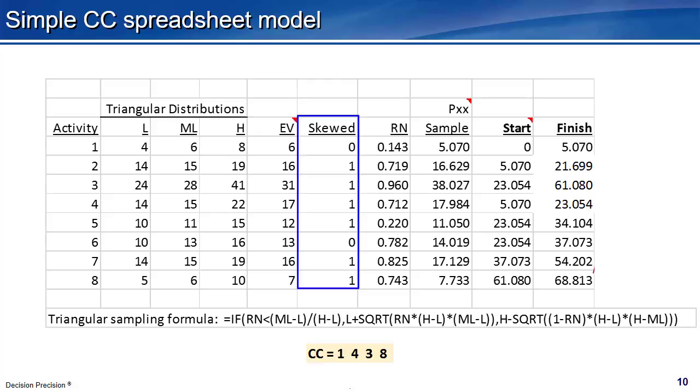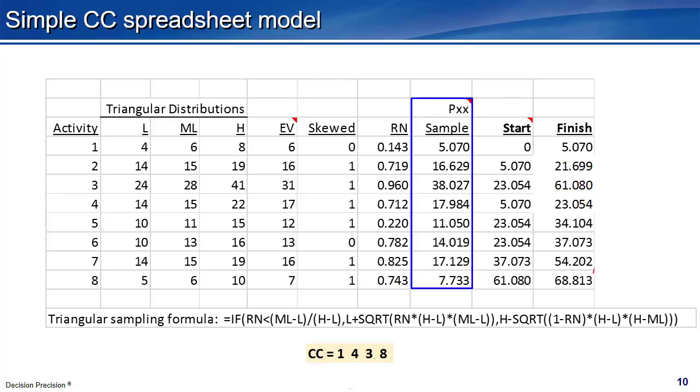Skewed equals 0 means the triangle is symmetric. Skewed equals 1 just means the distribution is not symmetric. There's a longer tail on the right side. Excel's random number function, RAND, is in each of these Rn cells. Sample or trial values for activity completion times are in this next column.